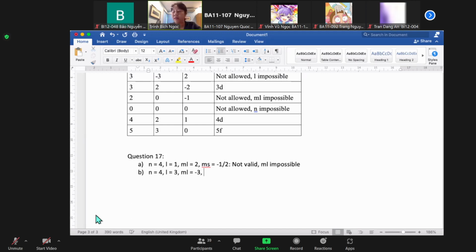Then ML equal to -3, okay? And MS equal to +1/2. It is valid, and your orbital will be? The first is 4, F, okay? The first is the principal quantum number, and L equal to 3 corresponds to the F orbital here. So this is 4F.